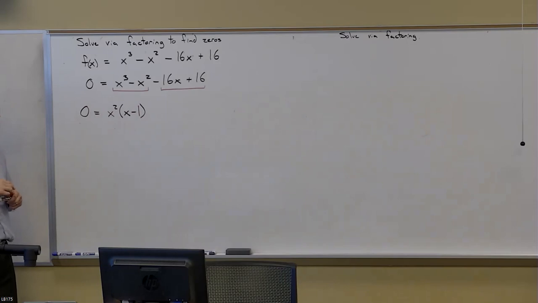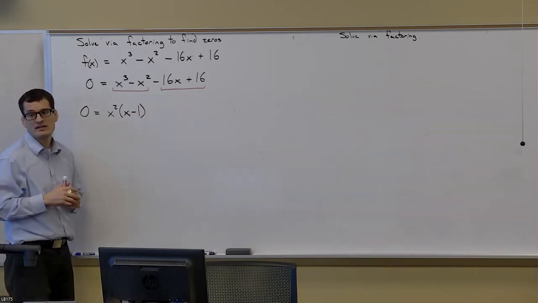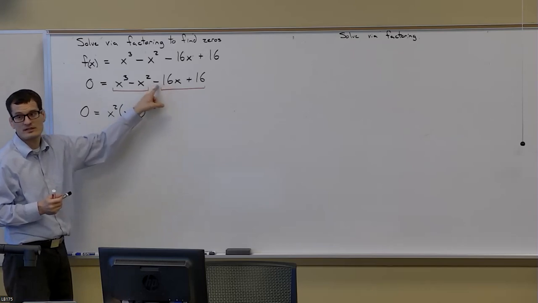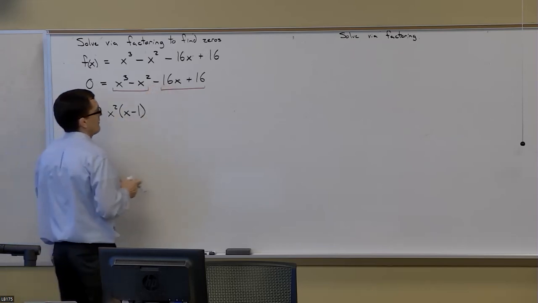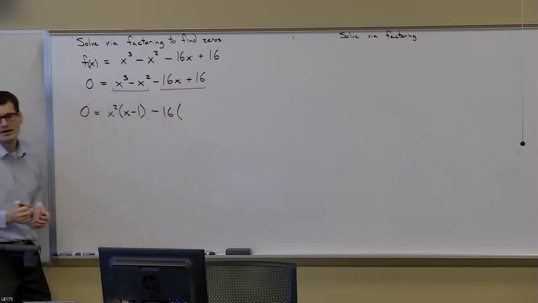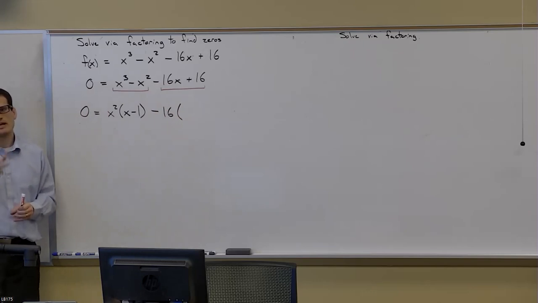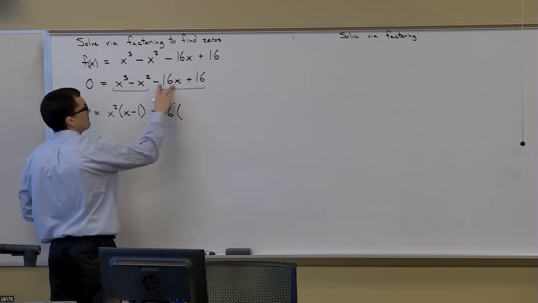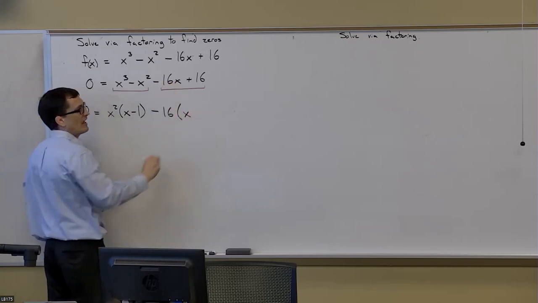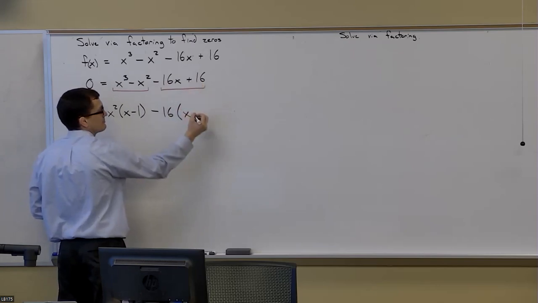And then I can look at the second two terms. And I can say, well, out of 16x and 16, greatest common factor is 16. Now, this is a minus 16 on this first one. So I'm going to pull out a factor of negative 16, so that my first term that remains is positive. So if I pull out a negative 16, this first term just becomes an x. And if I pull out a negative 16, the second term becomes a negative 1.